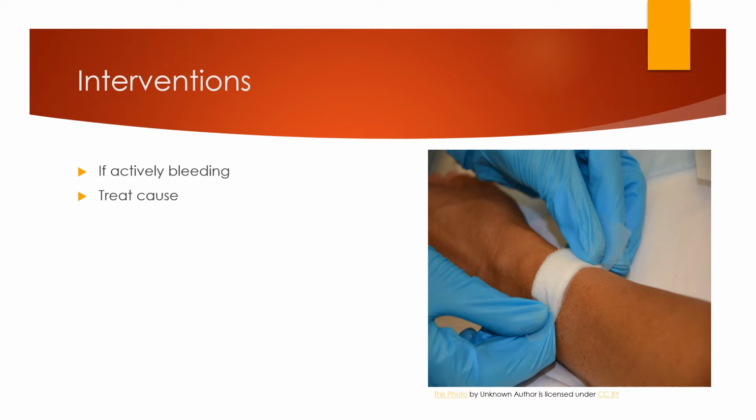So the first thing we're going to do if actively bleeding is apply pressure, then we're going to administer medications that we need to help the patient stop that bleeding that they are experiencing. Then, once we've controlled the active bleeding, we're going to treat the cause. So then we need to do some investigating, find out the reason why they were bleeding, and do further testing. And once we know what is causing the patient to bleed, then we will treat from there.